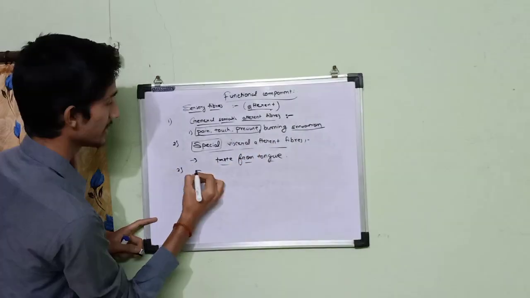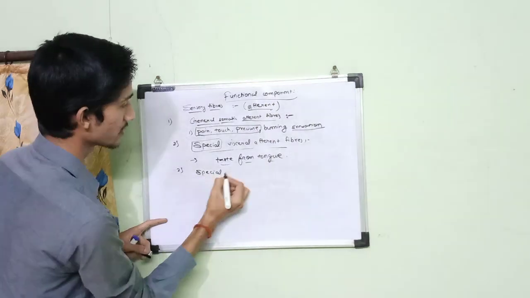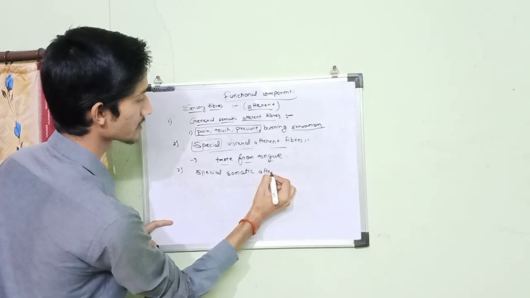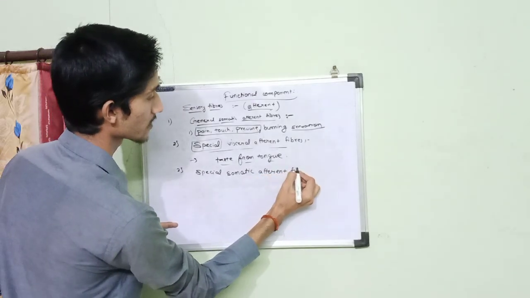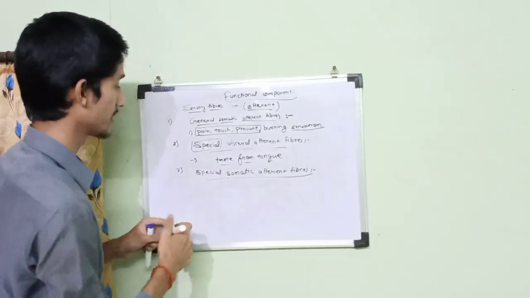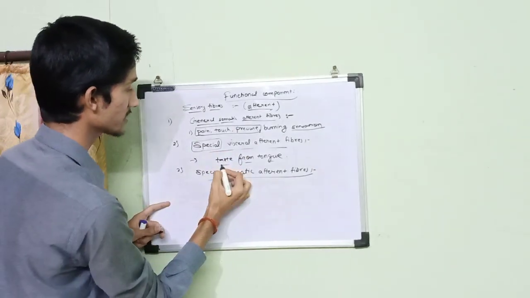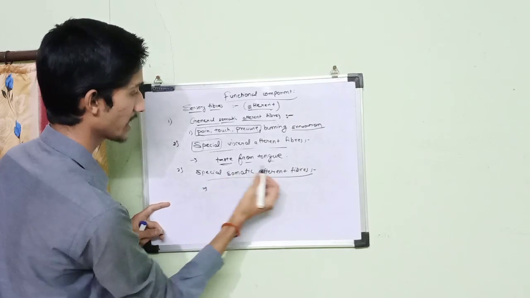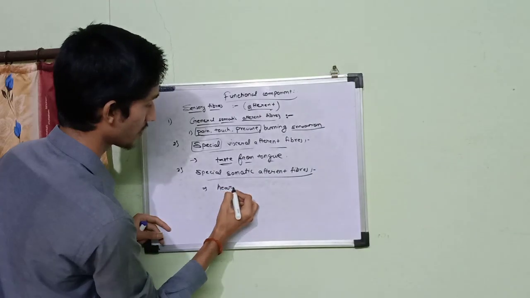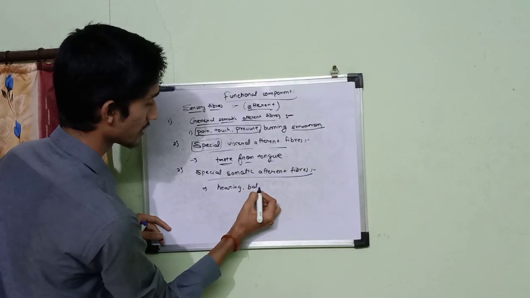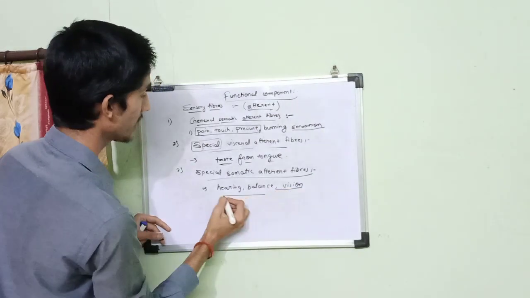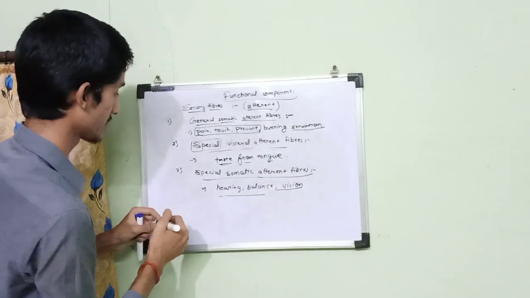Similarly, we have special somatic afferent fibers. It means they are also going to take the special senses, and the rest of all the special senses are taken by these fibers, like hearing, balance and vision. They are going to be carried out by special somatic afferent fibers.